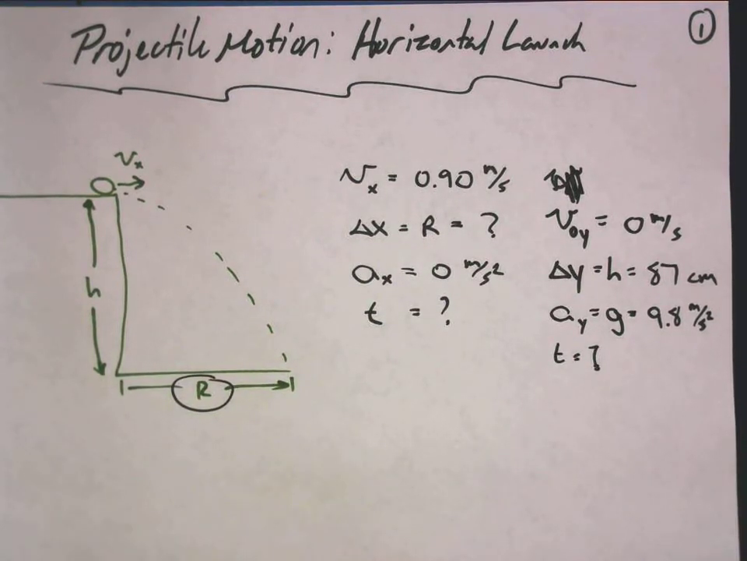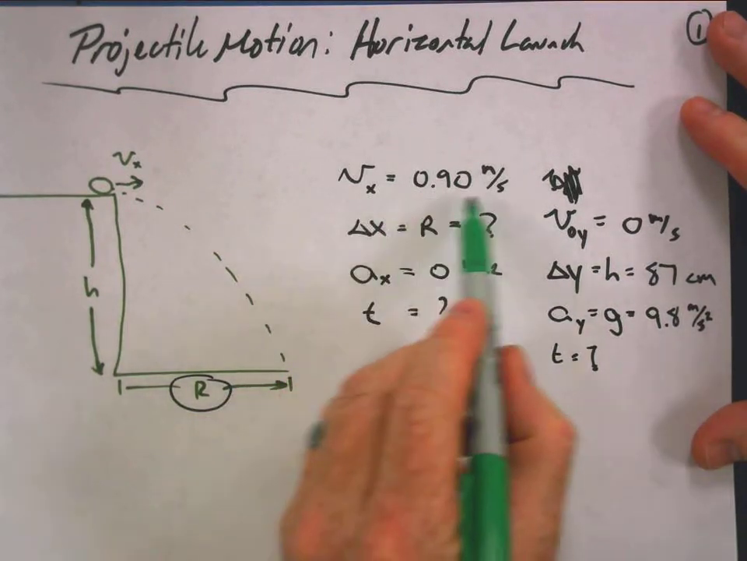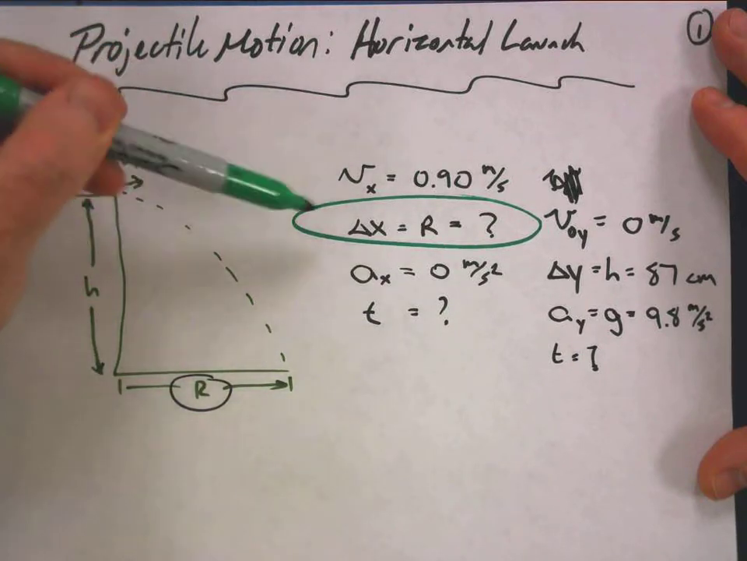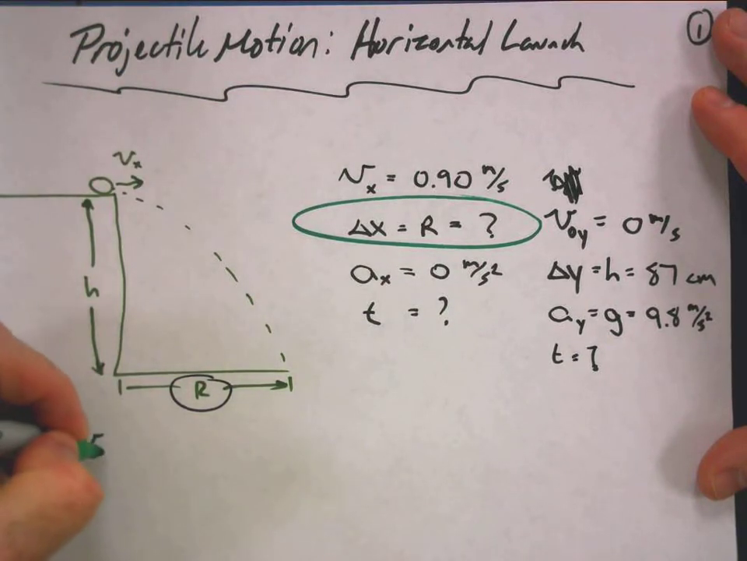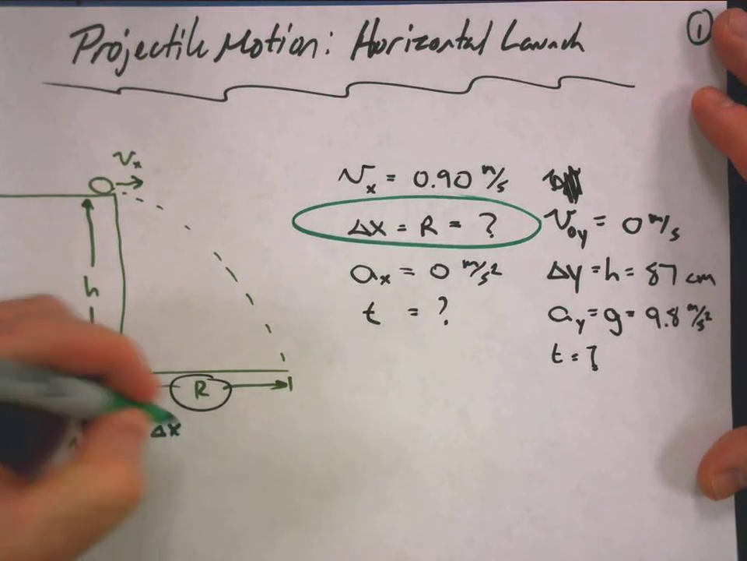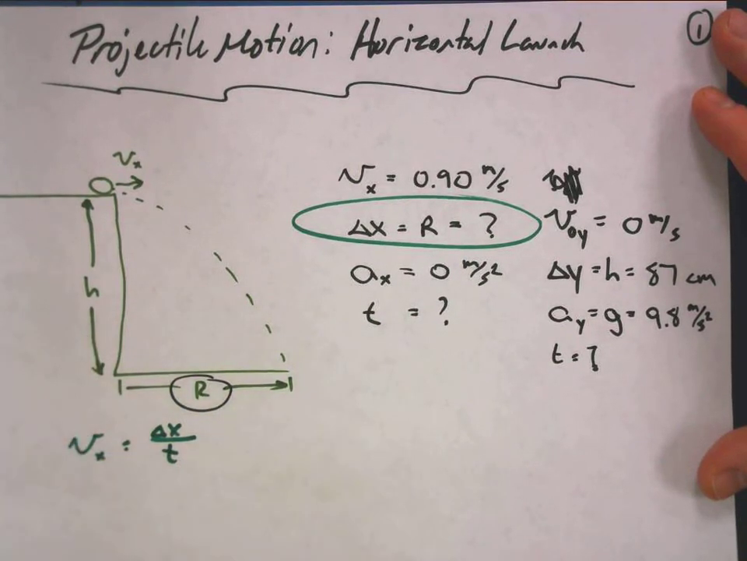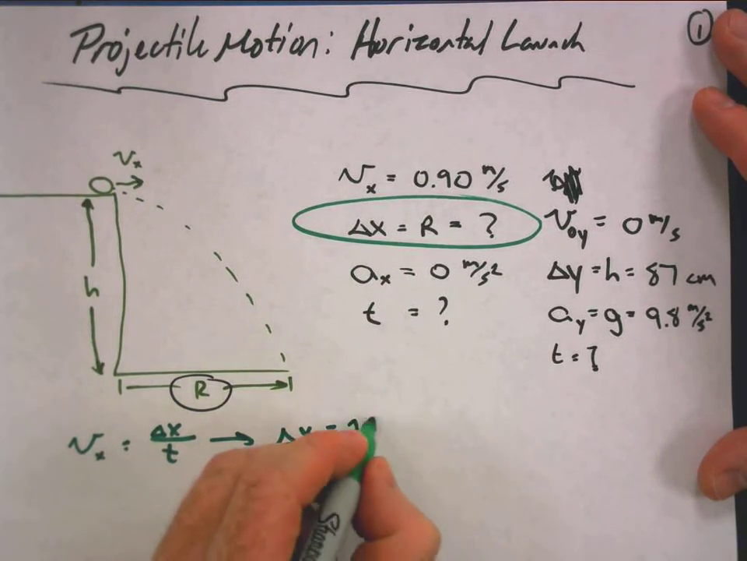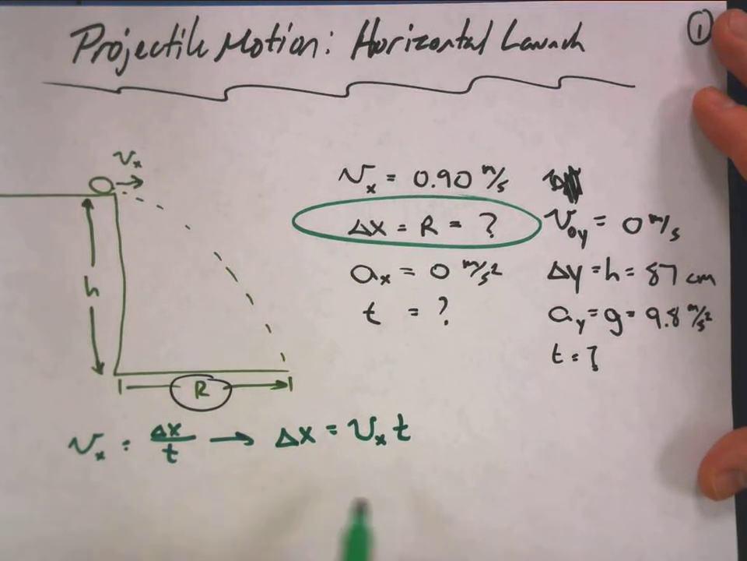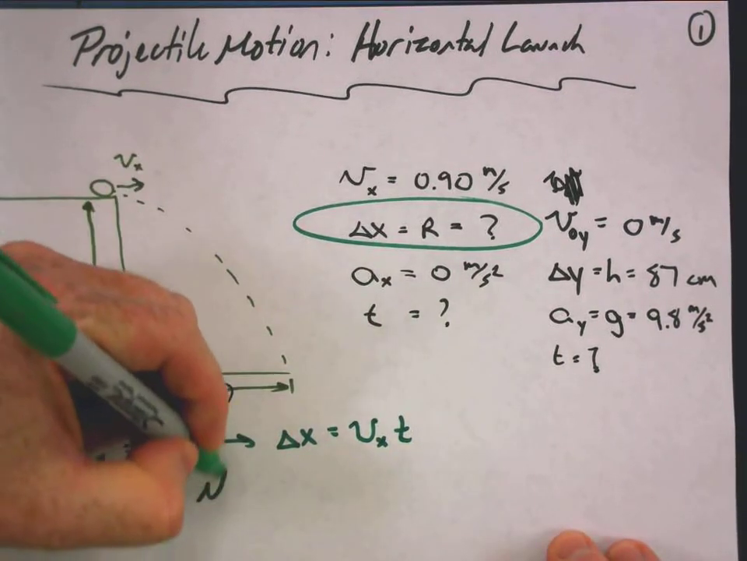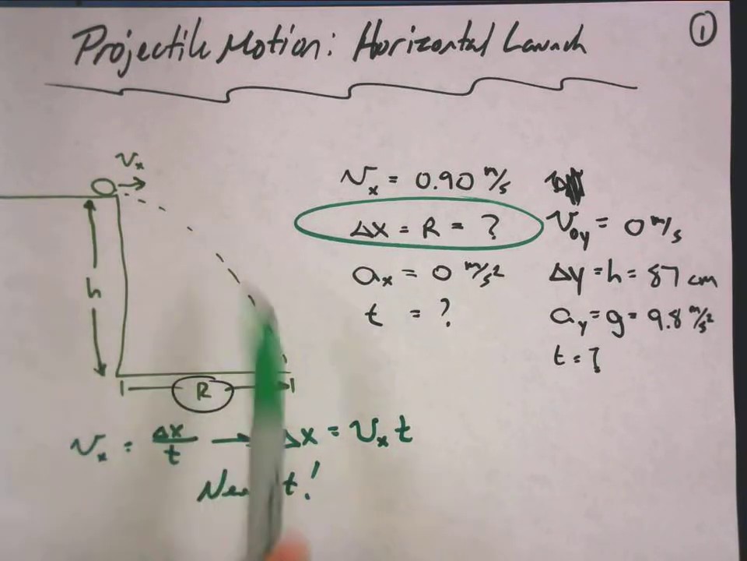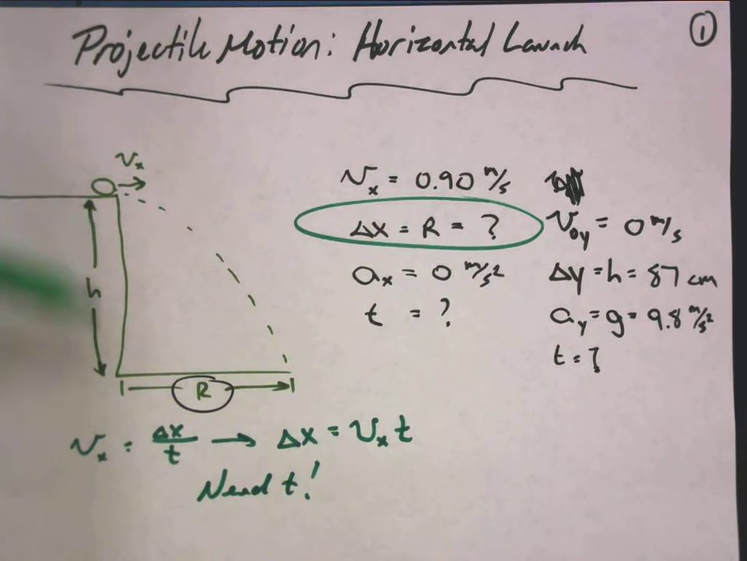So let's try this. Let's start with the goal, right? Let's start with looking at that thing. Can we figure this out? Well, we have a relationship. Since the horizontal stuff is constant motion, velocity in the x direction is equal to the change in horizontal position divided by the time. Therefore, the answer we're looking for is velocity in the horizontal direction times time. But we need time. And in order to find the time, you have to remember that the time of flight is not determined by horizontal stuff. It's dependent upon your vertical information.